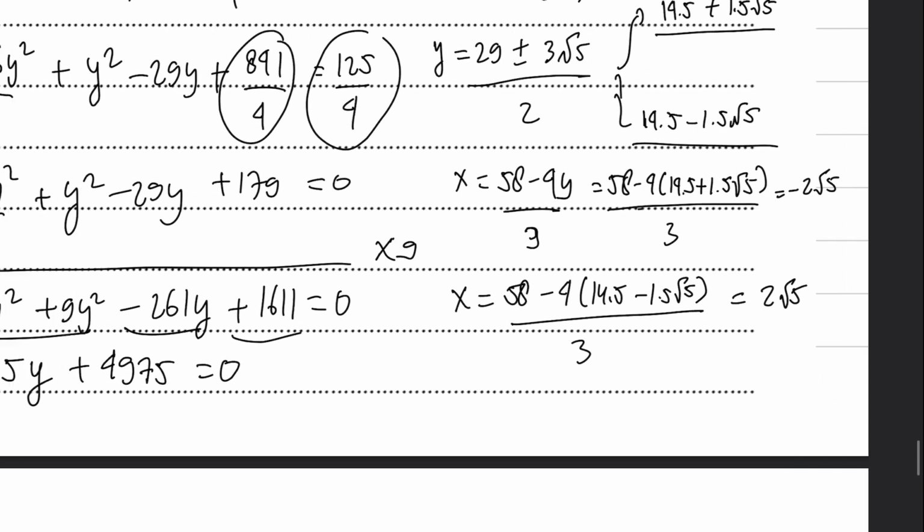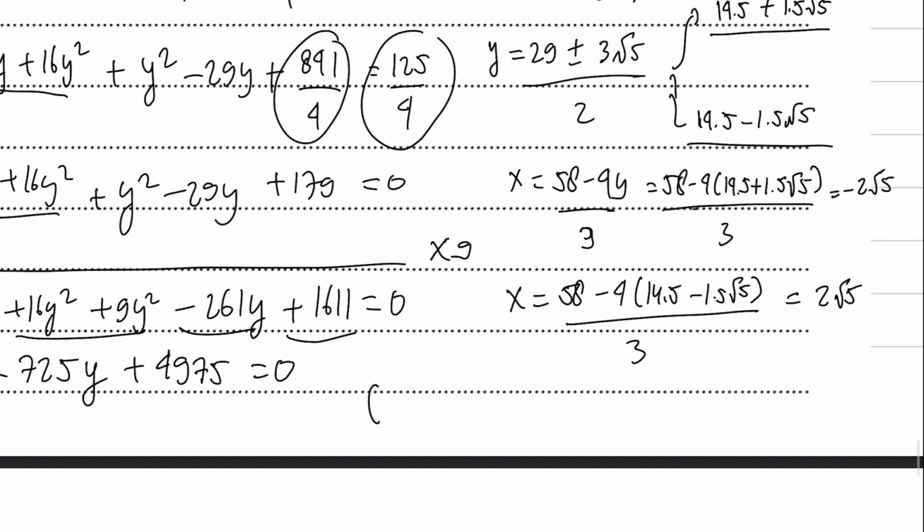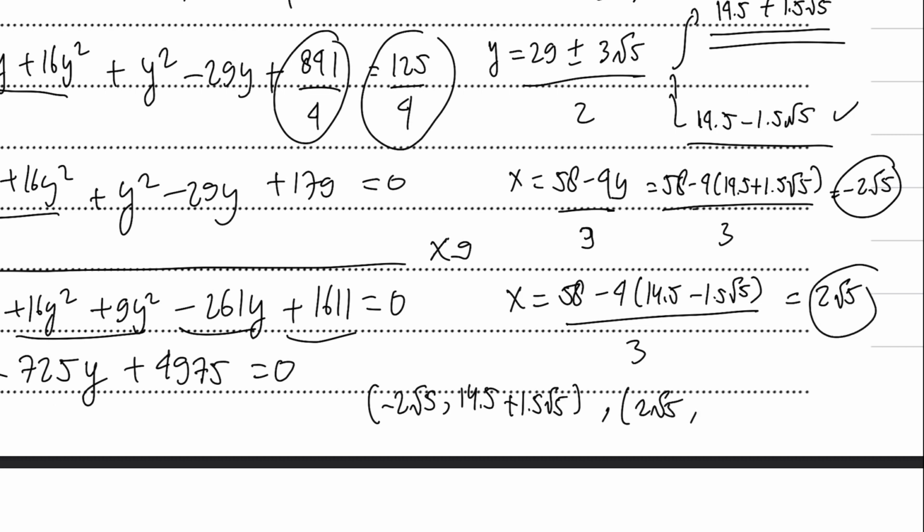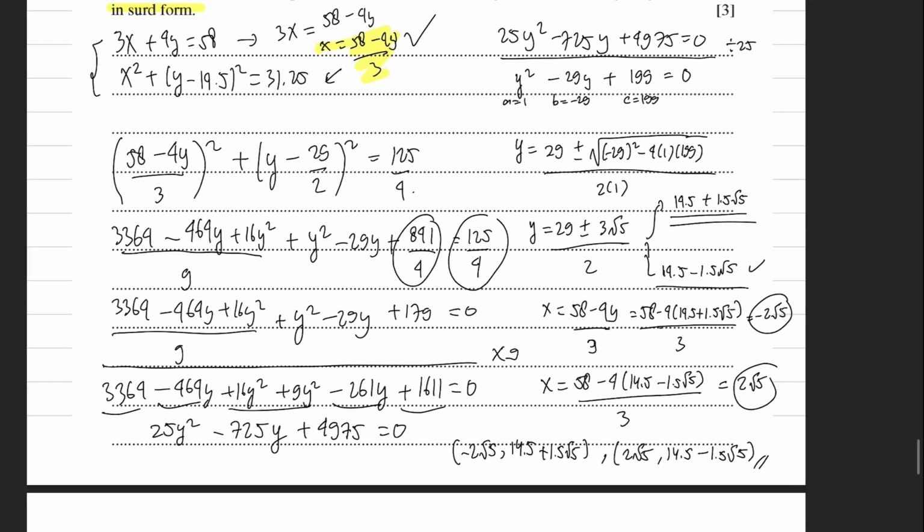So we have two coordinates. The first one is this with this: minus 2 square root of 5, 14.5 plus 1.5 square root of 5. And the second one is 2 square root of 5 and this, 14.5 minus 1.5 square root of 5. We cannot make it decimal because the question is in surd form.